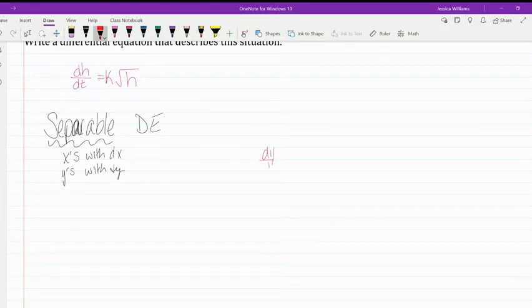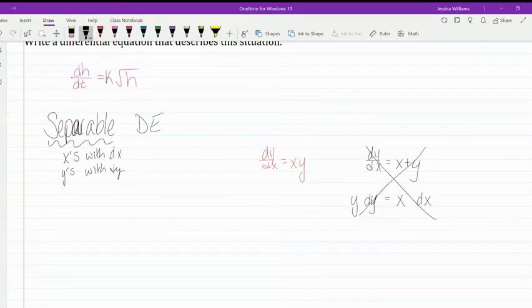So here's a derivative. That's separable. This one's not. I cannot separate this differential equation because I cannot rearrange it in such a way that I have x over here with dx and y over here with dy. I can't force that manipulation. I can't force that algebra. So that one is not separable.